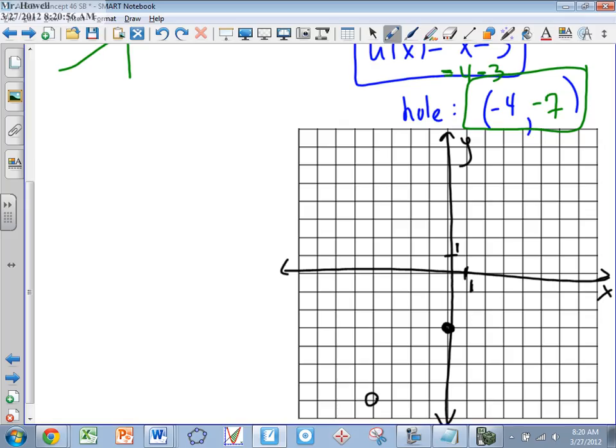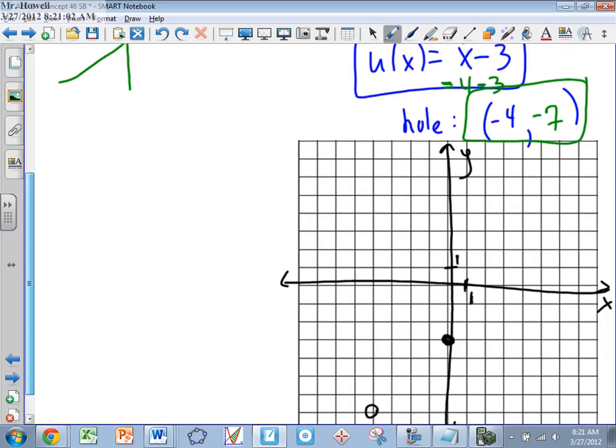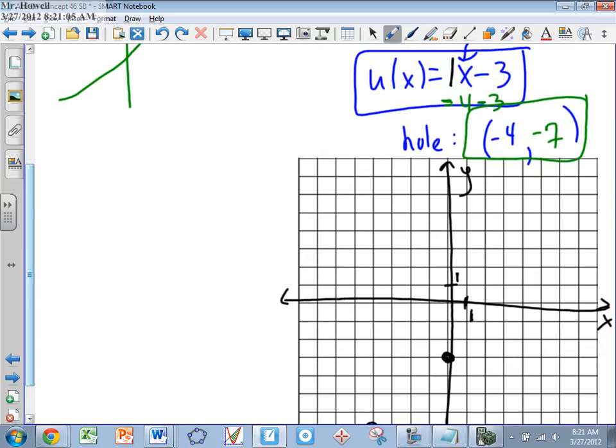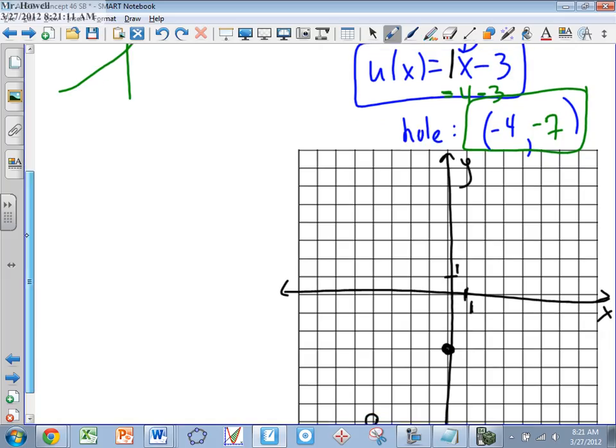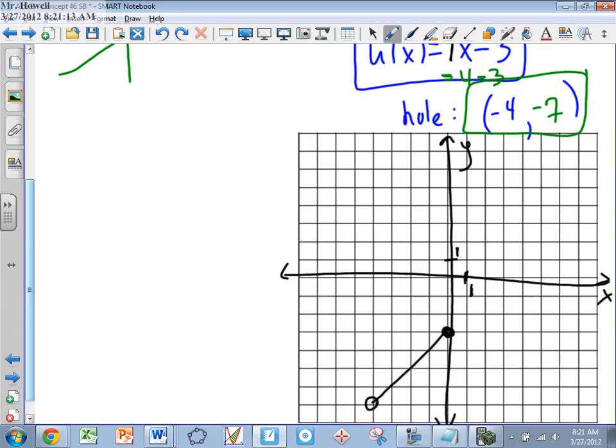So again, let's see if it matches up. Down one over, down one over, down one over, down one over. We're good to go. Because again, what was my slope? My slope was simply a 1 in front of here. There's a 1 in front of it, and the y-intercept is -3. So we're going to connect these points. Scroll back down. And what you have here is simply a line with a hole in it.